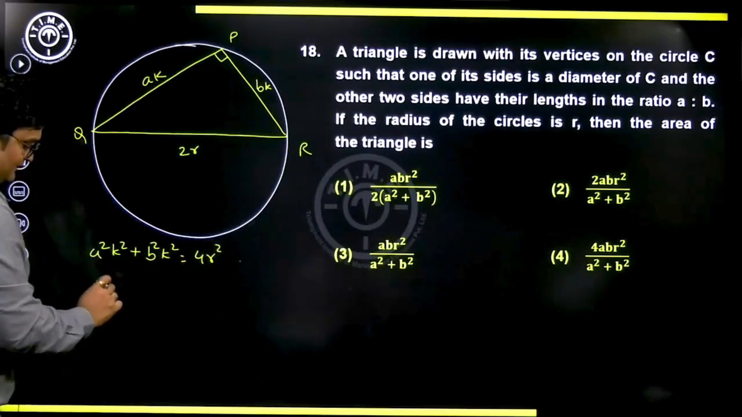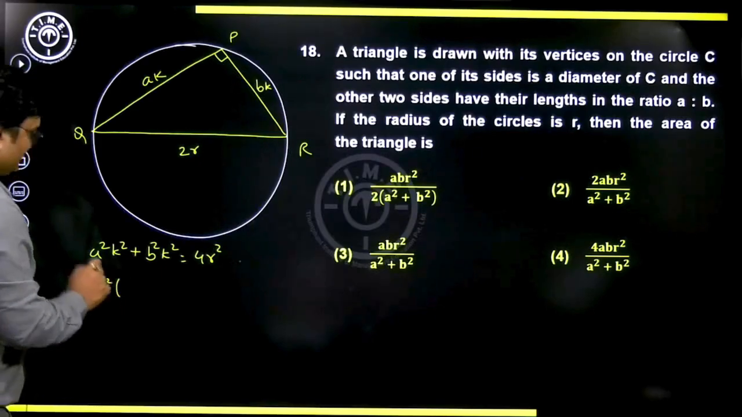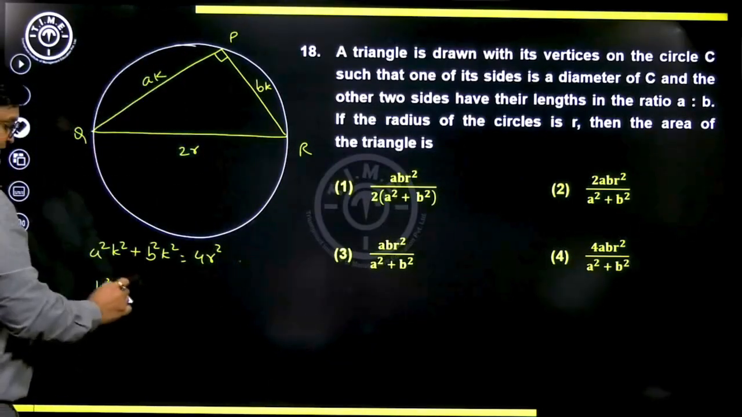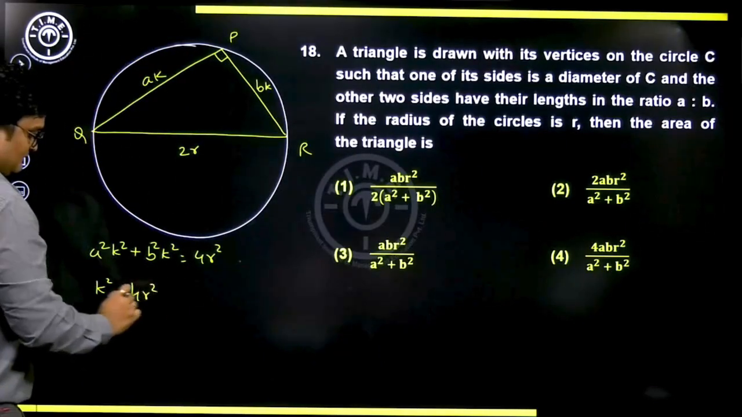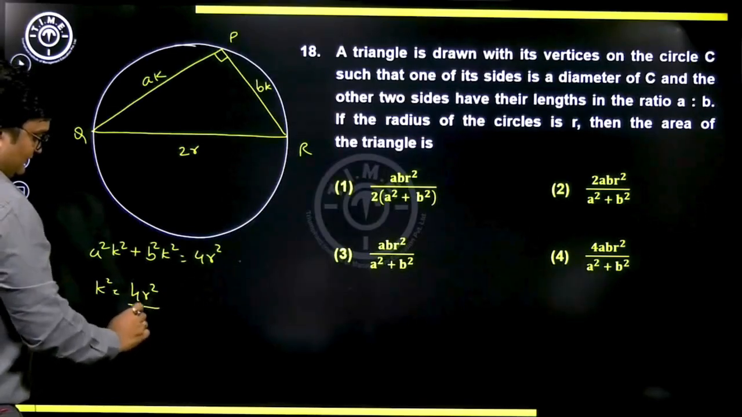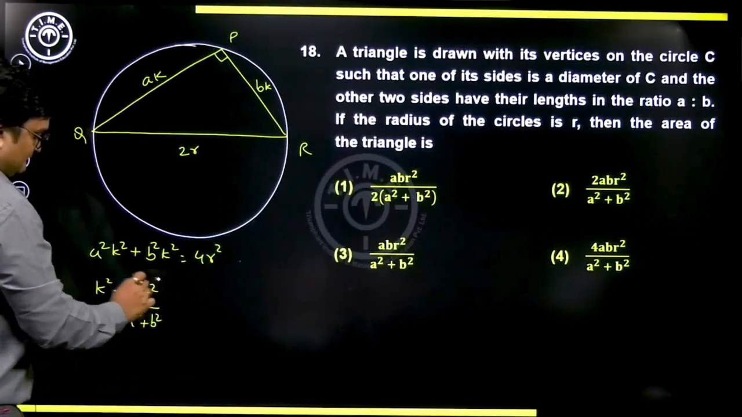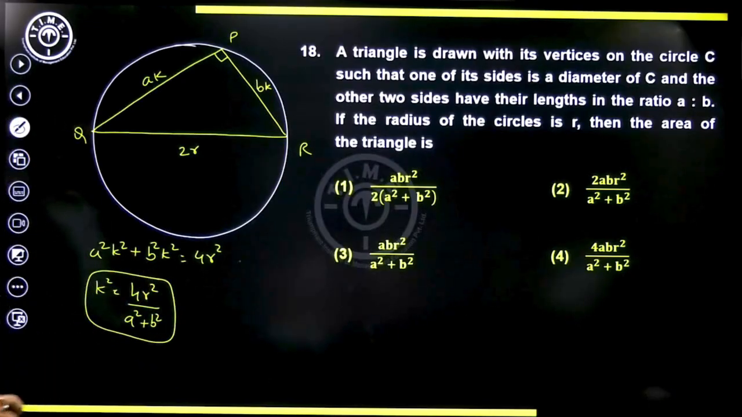So when I take K square outside, A square plus B square, if I send it to the other side, I'll get the value as 4R square by A square plus B square. I get the value of K square like this.